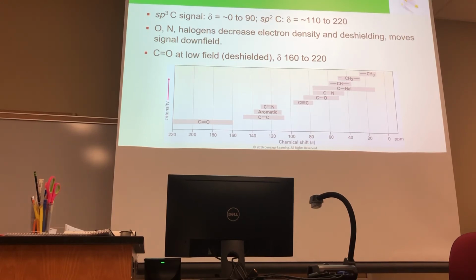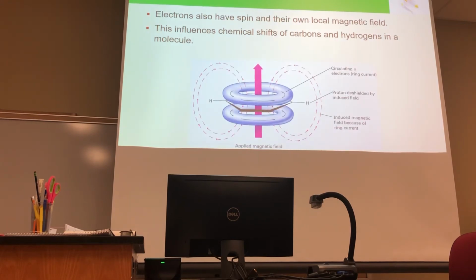And then our carbonyls are up over here. So that's not that much to remember, is it? Basically, you have your hydrocarbons, your electronegative or triple bonds, your alkynes, you've got your nitriles, aromatics, and alkenes, and then your carbonyls here. Okay.